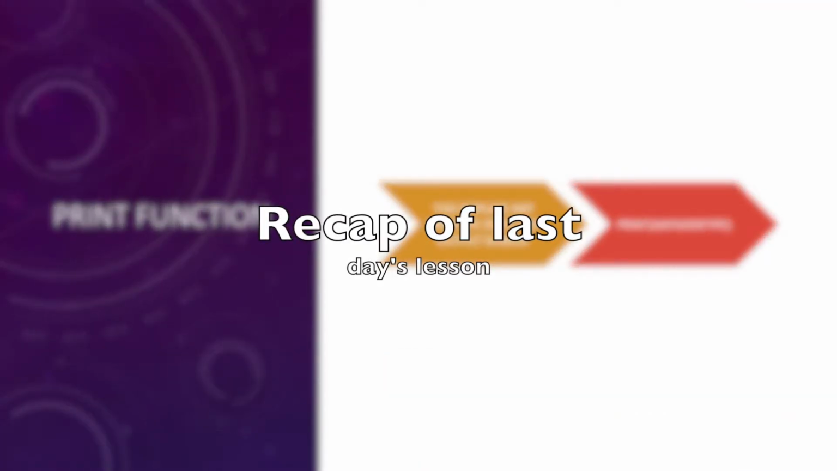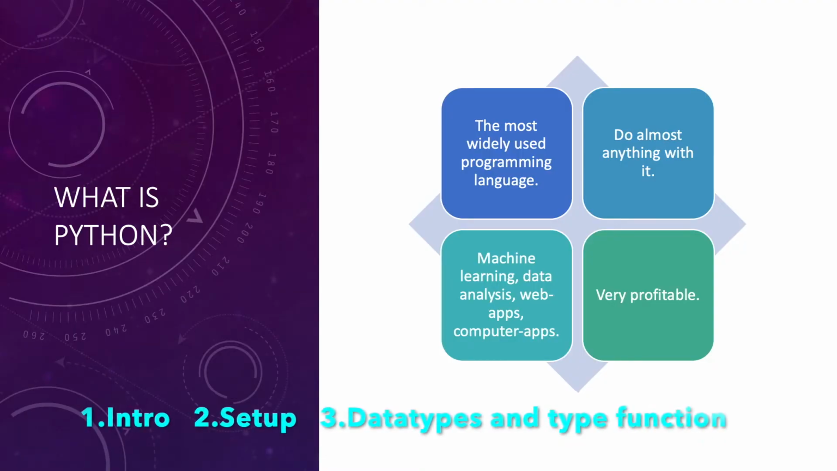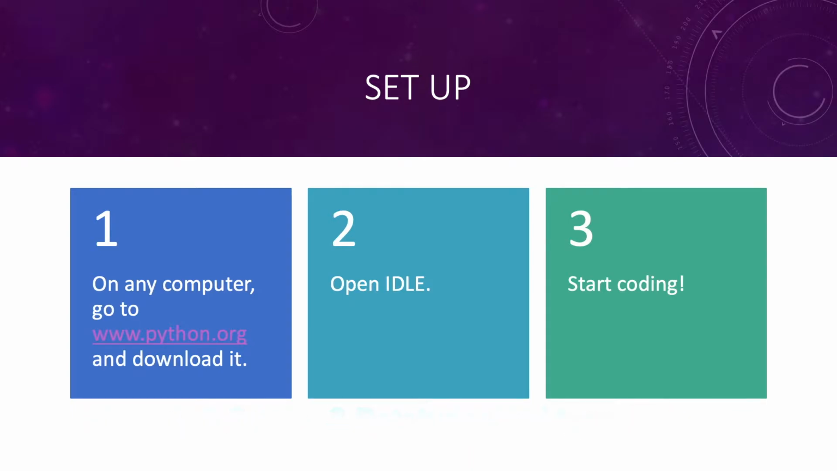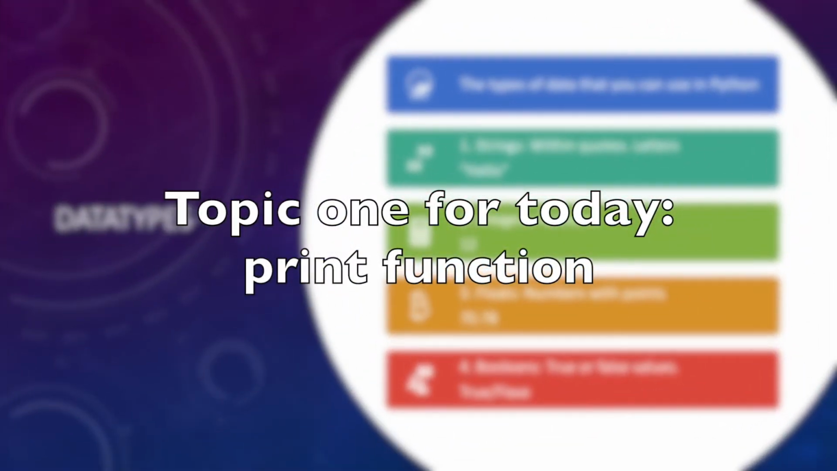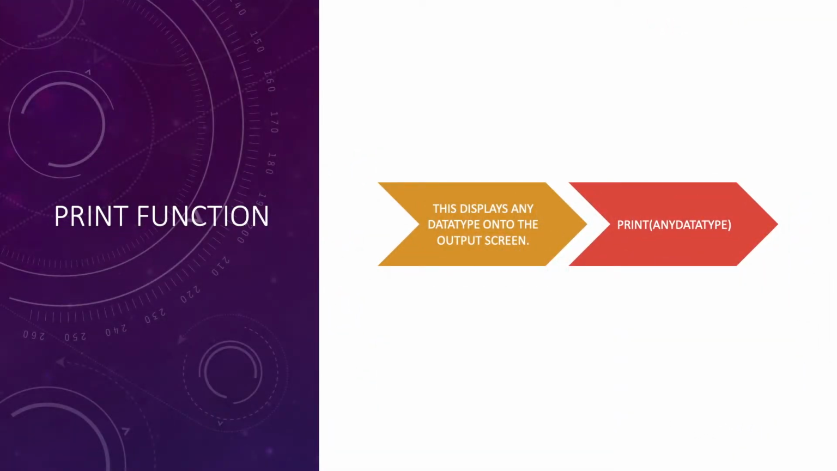So in the last video we covered what is Python and the use cases, how to set up Python on any device, and the data types that are available in Python. We also looked at the type function, which gives us the type of anything we pass into it. So today is another basic function. It's called the print function. It displays anything that you enter into it.